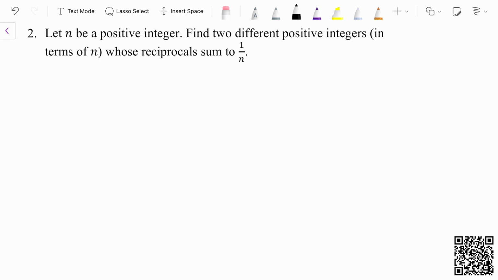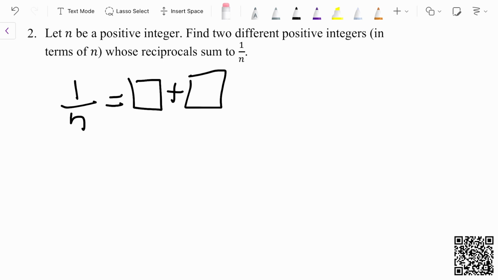Let n be a positive integer. So, because it has to sum to 1 over n, 1 over n has to be equivalent to, let's make a box. This is where something goes, and this is where something else goes. Or a circle, just to make it different.